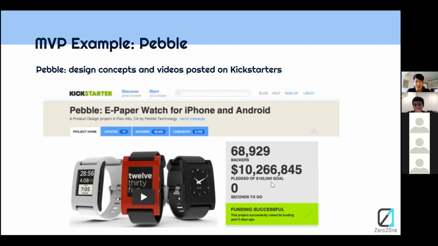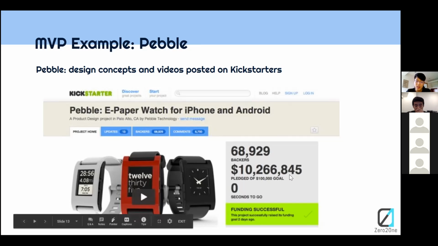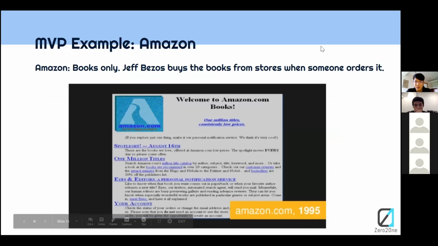And then the second round of Pebble 2, they also got another $20 million just by launching on Kickstarter and validating that there's a need, and the need is huge. And the other example, this is a really great example, Amazon.